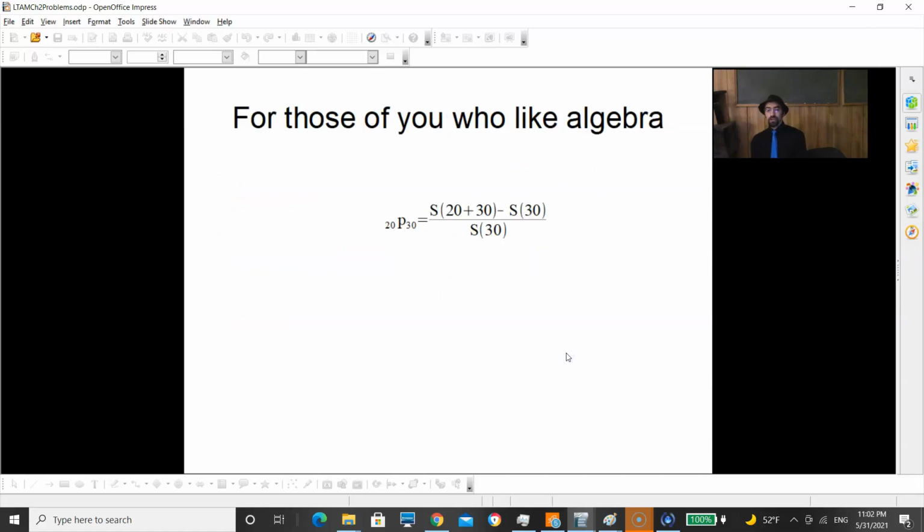For those of you who like the algebraic formulas, here's the algebraic formula. 20q30 equals [s(30) minus s(30 plus 20)] divided by s(30). Or in other words, number who survived up till that point minus number who survived later, that gets you the number who died in between, divided by the number who survived at the start.